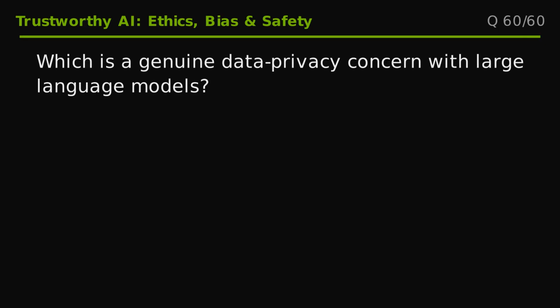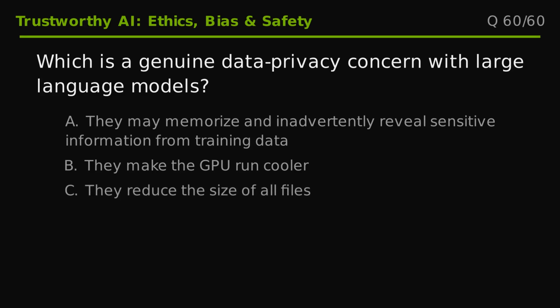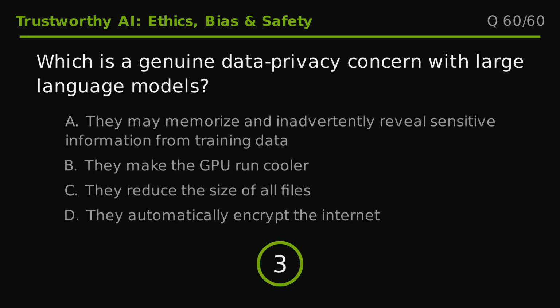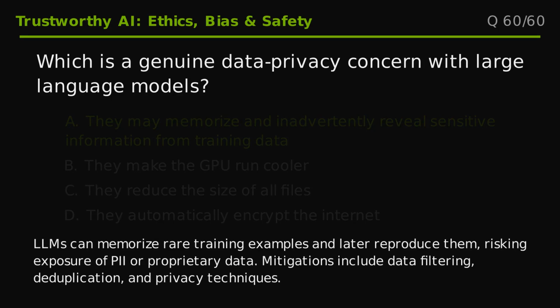Question 60. Which is a genuine data privacy concern with large language models? Option A. They may memorize and inadvertently reveal sensitive information from training data. Option B. They make the GPU run cooler. Option C. They reduce the size of all files. Option D. They automatically encrypt the internet. The correct answer is A. LLMs can memorize rare training examples and later reproduce them, risking exposure of PII or proprietary data. Mitigations include data filtering, deduplication, and privacy techniques.